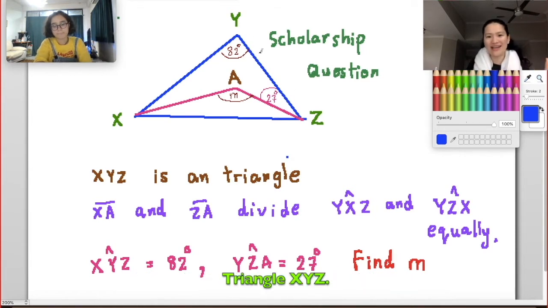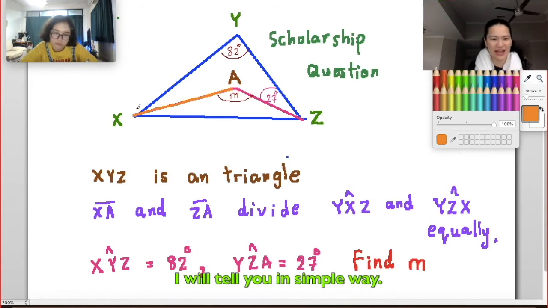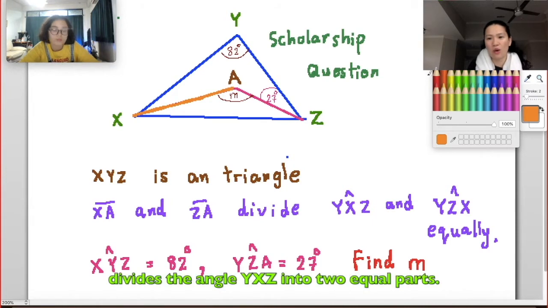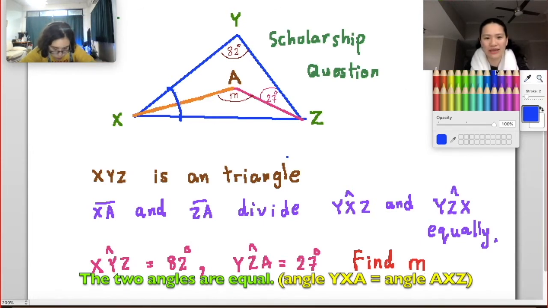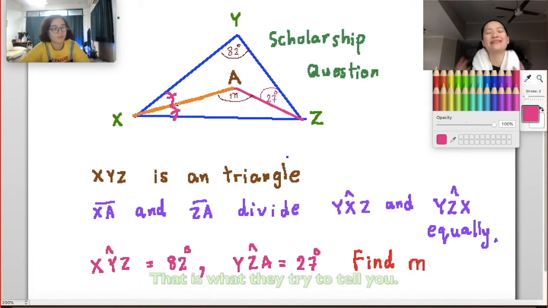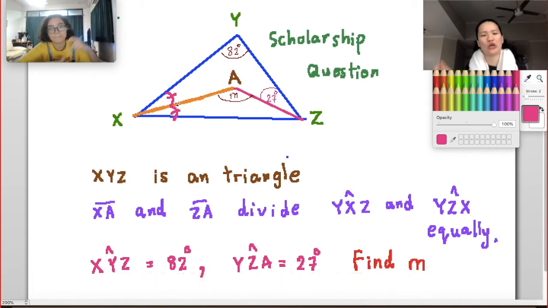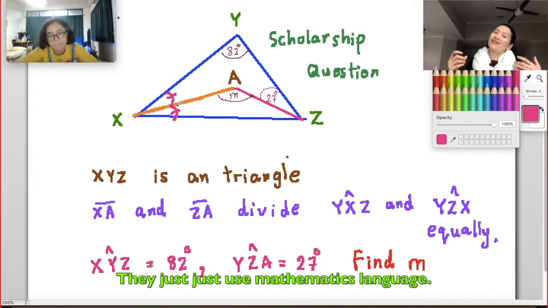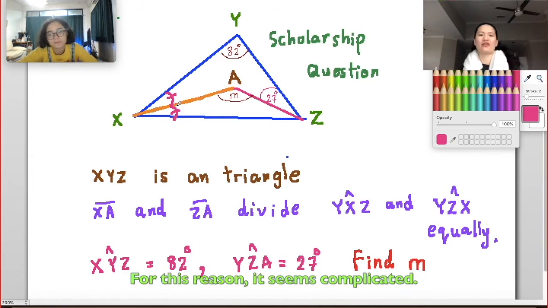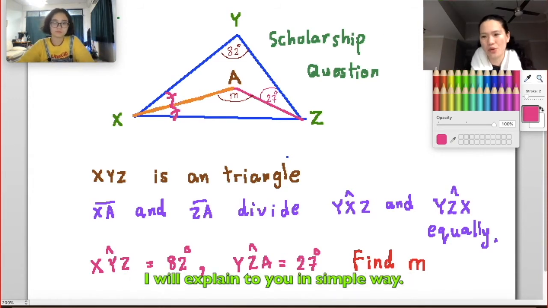XYC is a triangle. I tell you in a simple way, they mean that the yellow line XA divides this angle, named YXC, equally. So it means this angle and this angle are equal. That's what they try to tell you, but they just use mathematics language, so it's a little bit difficult. I explain to you in a simple way.